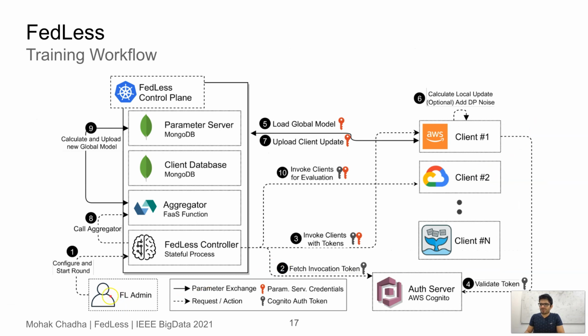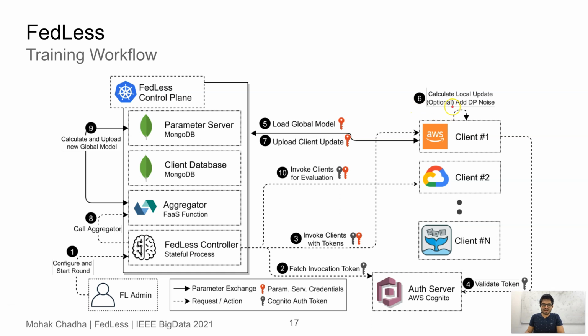So how does a training round with FedLess work? At the beginning, the FL admin configures and starts the training process. The FedLess controller requests a new invocation token from the authentication server using the credentials configured by the FL admin. Then it invokes the randomly selected FL clients during the round using the controller. The clients validate the token to ensure that the invocation is valid. The clients then use the supplied parameter server credentials to load the latest global model.